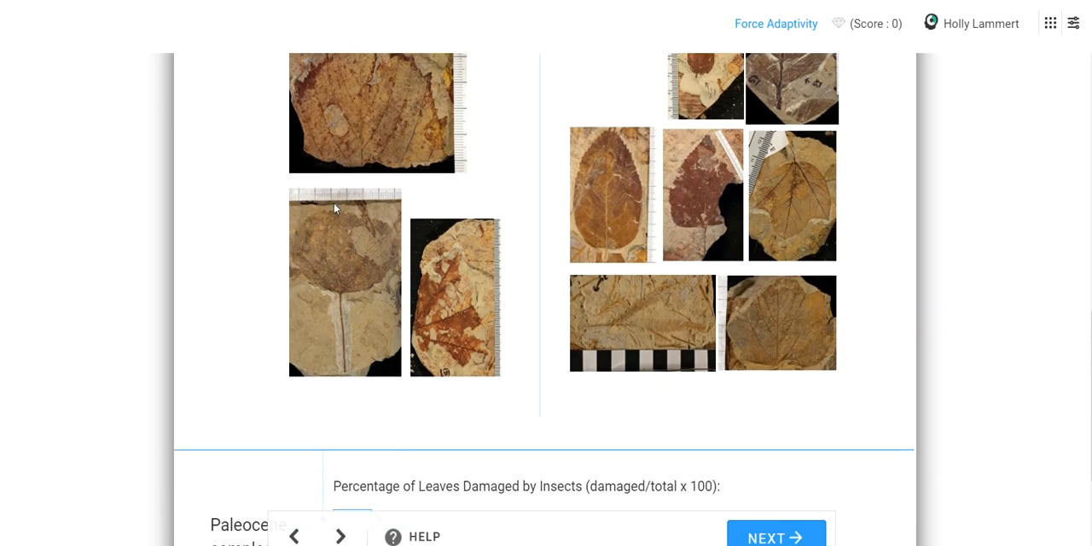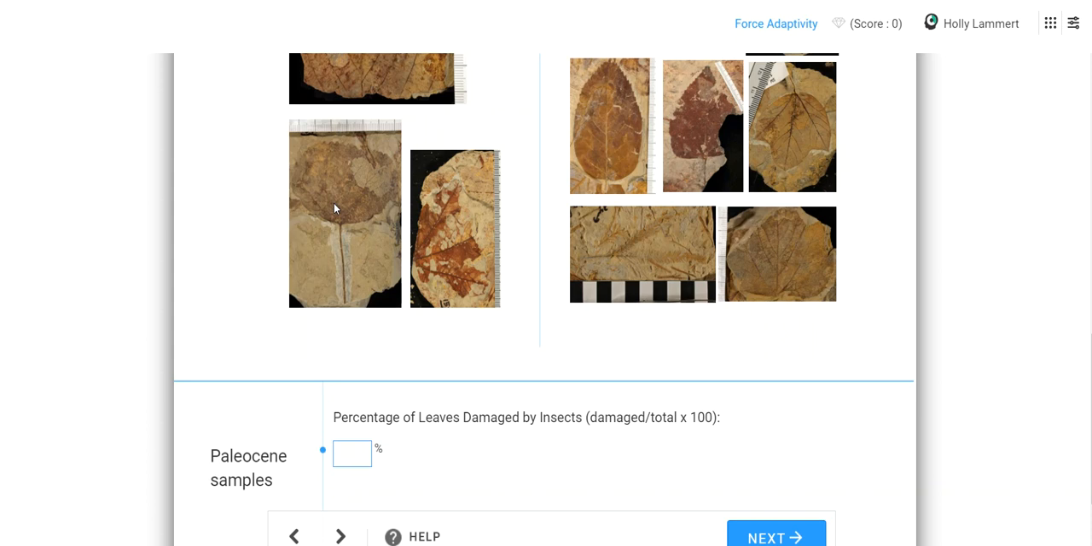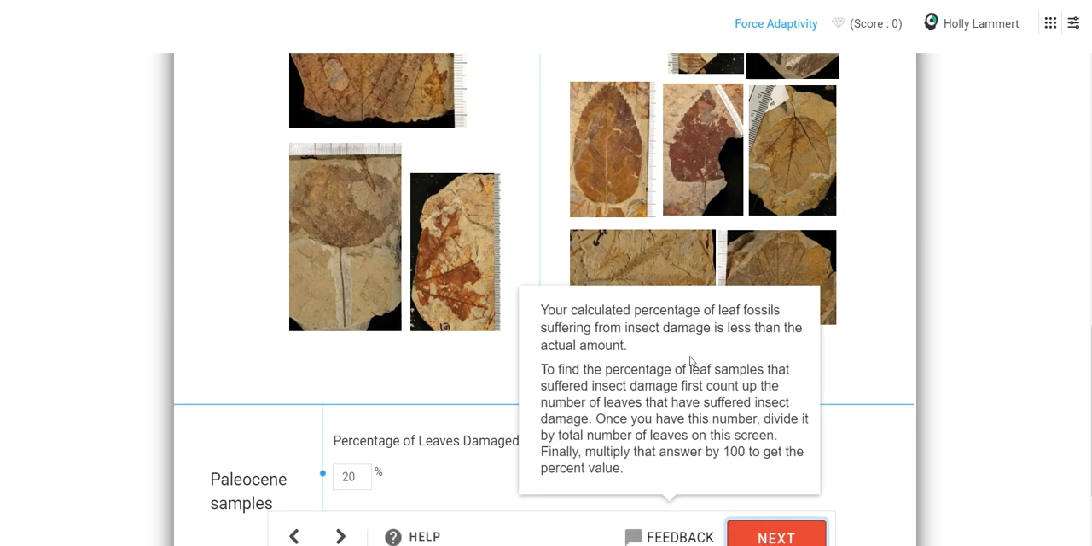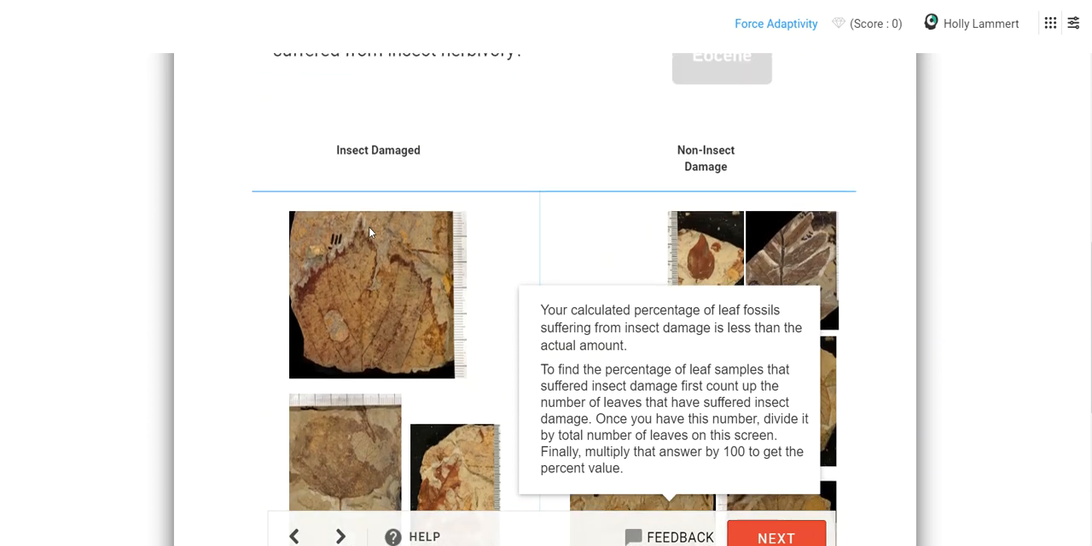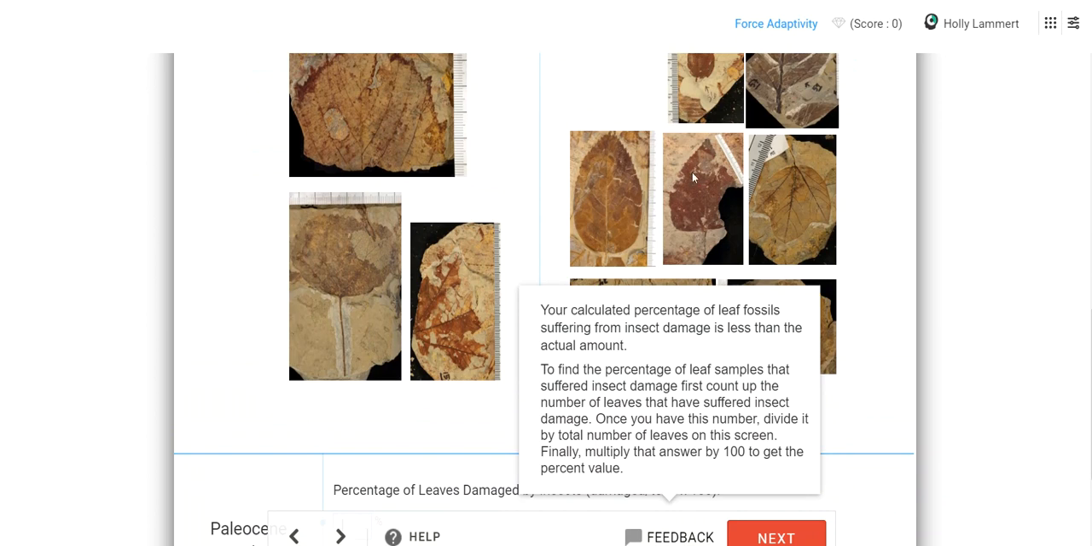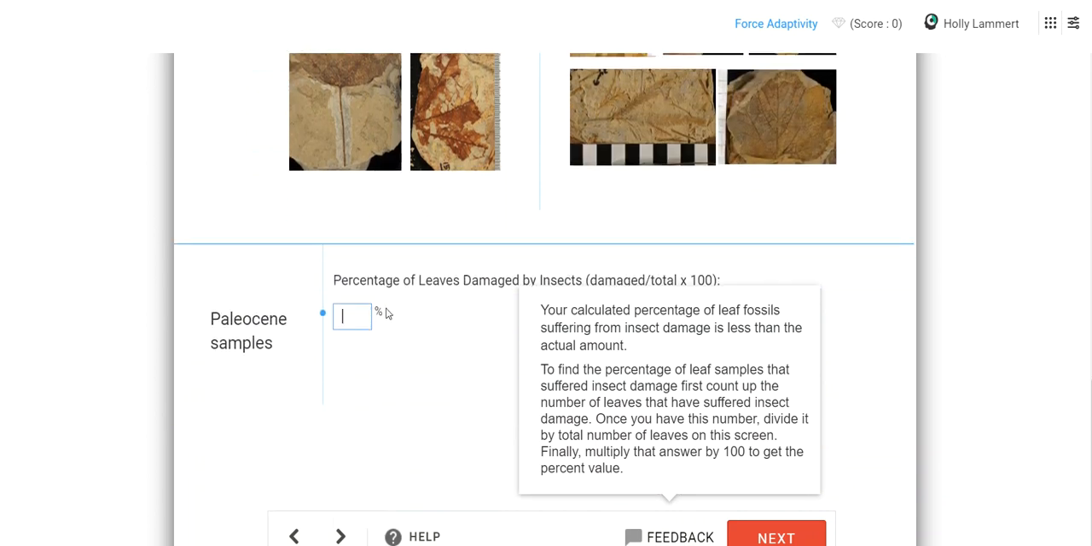Okay, so maybe in all of those samples, wow, hard to estimate maybe, but you'd say somewhere between 20 and 30? I'm just gonna say 20. Less than the actual amount. Okay, so let's try 30. To find the percentage of leaf samples that suffered insect damage, first count up the number of leaves that had suffered insect damage. Once you have this number, divide it by the total number of leaves. Oh, okay, that's easier. I thought they meant within each one of the leaves. So we have 1, 2, 3 leaves out of a total of 3, 4, 5, 6, 7, 8, 9, 10. So 3 out of 10, which is 30%.